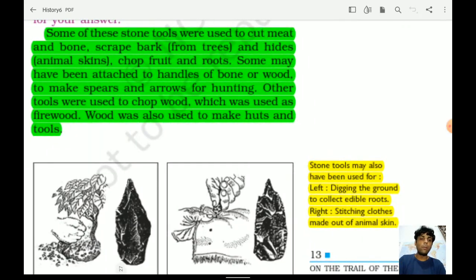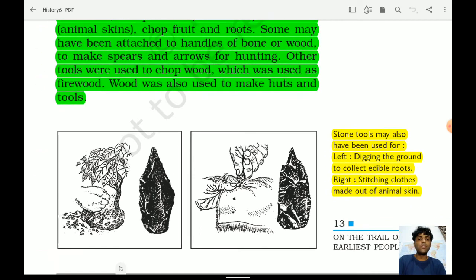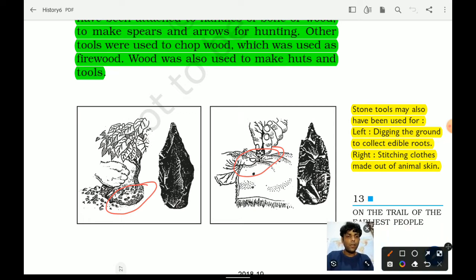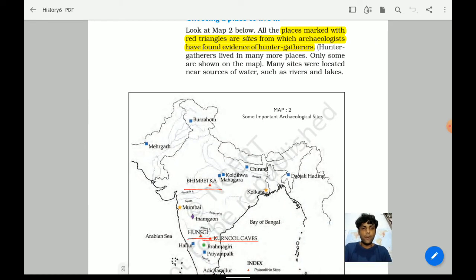Stone tools, as it is referring, may also have been used for digging and stitching clothes. If you refer to these two images, look here. Here is the stitching part, and here the people have been digging. Okay, so these are the things which they must have used in that time. So this was the use of the stone. Let us now understand the places and other things as well.